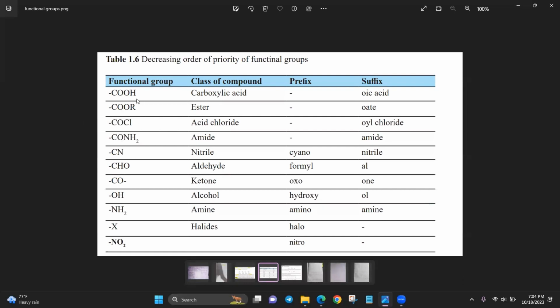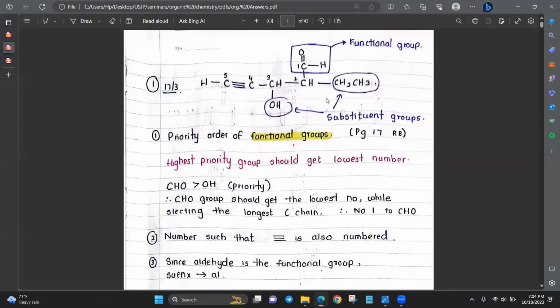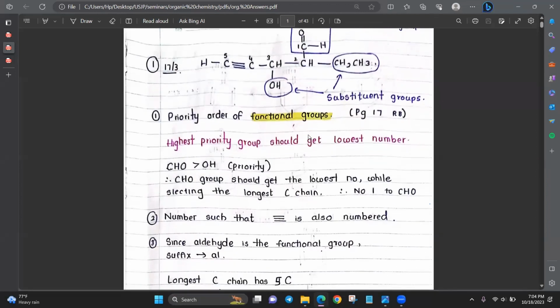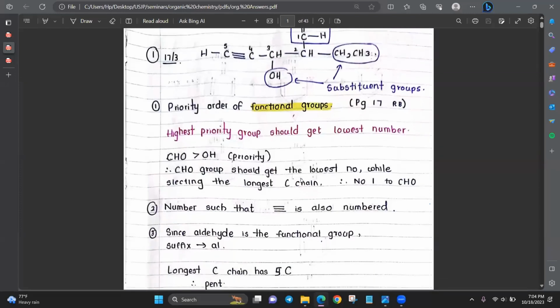So the highest priority you can see here is carboxylic acid. The general rule is for the highest priority functional group, we have to give the lowest possible number. When we are naming the carbon chain, for the highest priority functional group only, we have to give the lowest number. Here, the highest priority group should get the lowest number. Now, here the highest priority group is carboxyl group. So, carboxyl group is getting number 1.